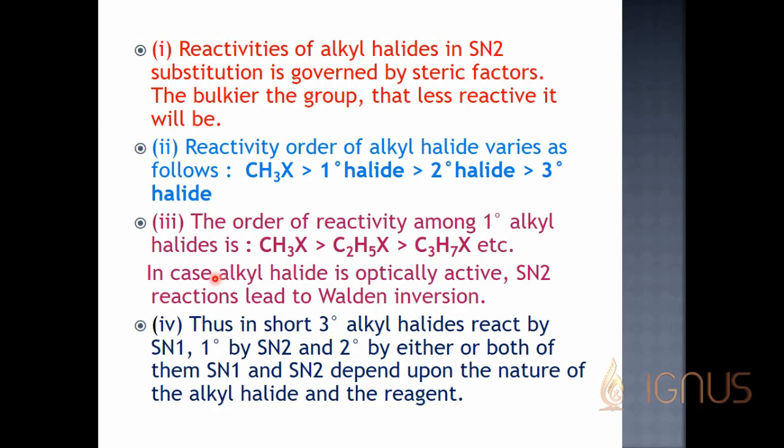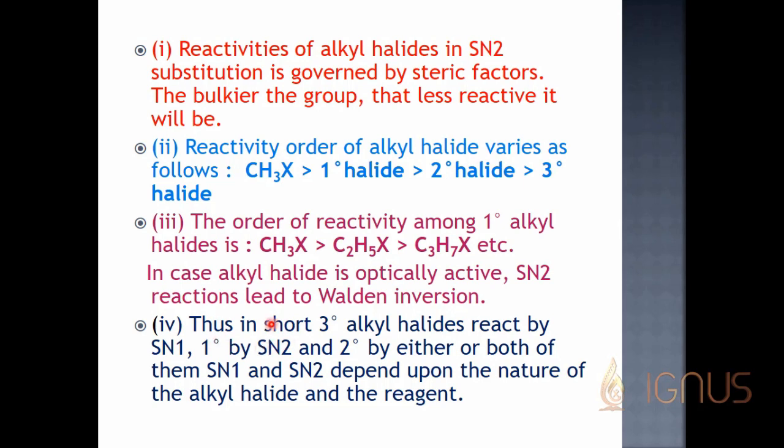If the alkyl halide is optically active, then the SN2 reaction leads to Walden inversion. Walden inversion means a change in the configuration. If you start the reaction with the R isomer, your product will be the S isomer. If you start with the S isomer, your product will be the R isomer. This is called Walden inversion.